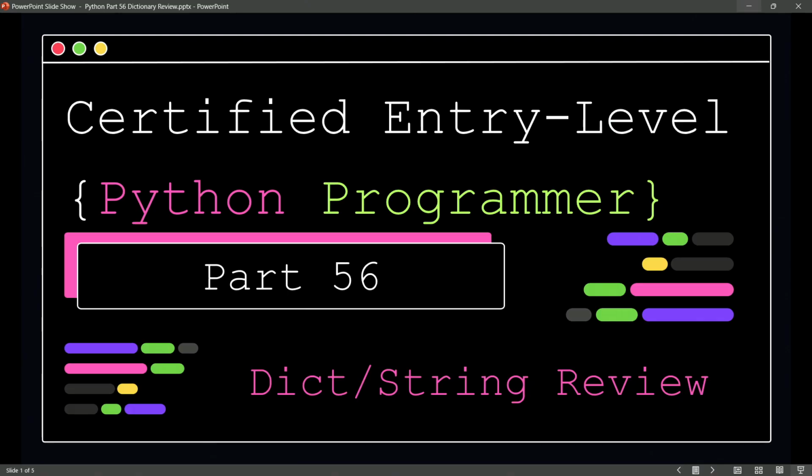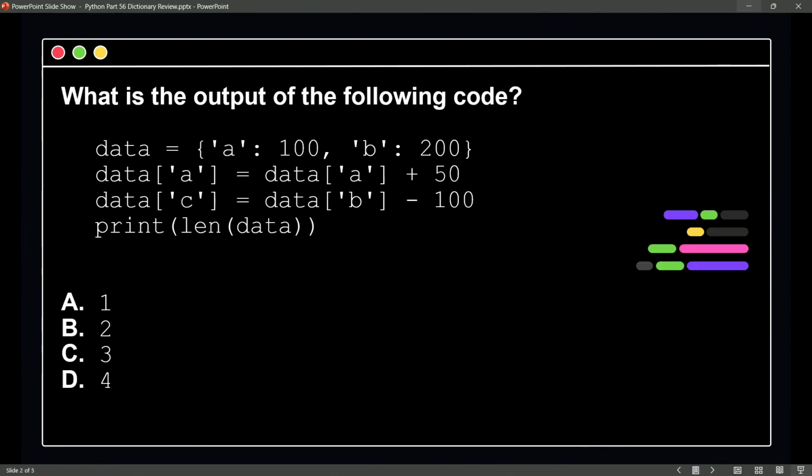Let's jump right in. First question that we have for you, what is the output of the following code? So notice we are creating a dictionary, and we have an initial key of A with a value of 100 and then a key of B with a value of 200. We then reference data A equals data A plus 50, then data C equals data B minus 100, and then you can see we print the length of our data. So you might want to pause the video here, give this some thought, and then go ahead and return as I review the answer.